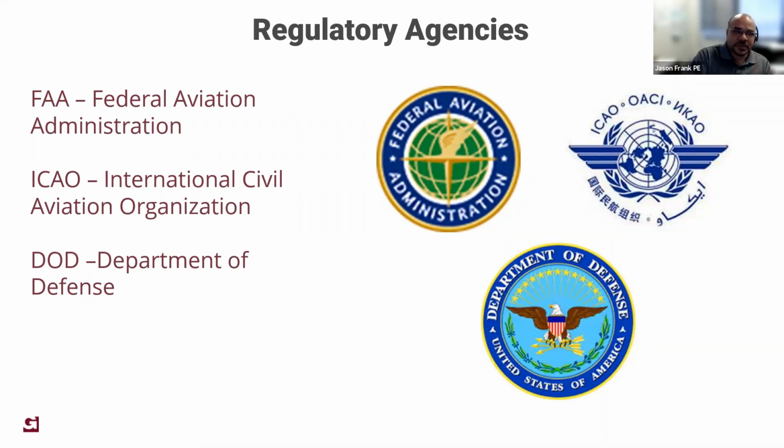When it comes to airport design, there are three major regulatory agencies that deal with airports. Of course, there's the Federal Aviation Administration that we all know and love. We have the International Civil Aviation Organization, which is basically everything outside the United States, governed by the ICAO standards. And of course, we have our friends at the Department of Defense.